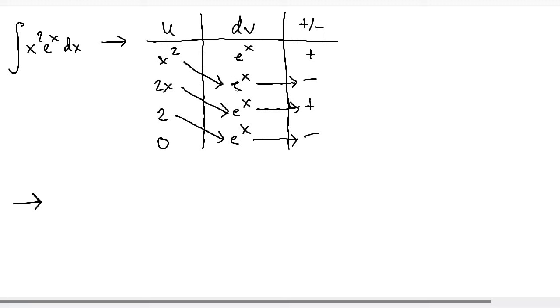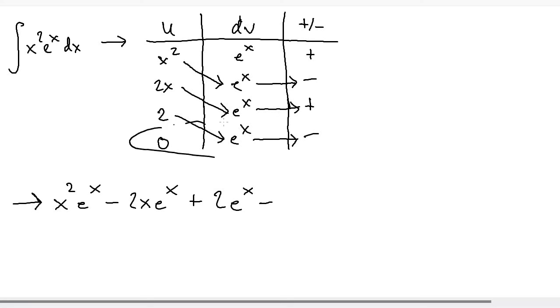In this case, we're going to multiply x squared and e to the x, so x squared times e to the x, and I'm going to use this sign here. Let me go minus the next row, 2x times e to the x, and we have a plus there, so plus the next row, which is 2 times e to the x, so 2e to the x. We have minus, and then for this very last row, all we have to do is multiply them and put them in an integral. So we have minus the integral of 0 times e to the x dx.